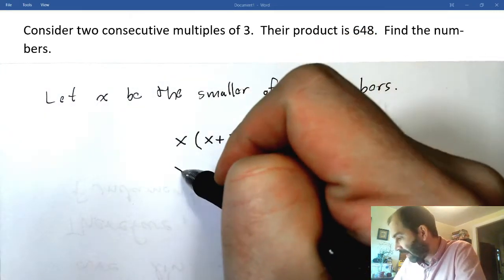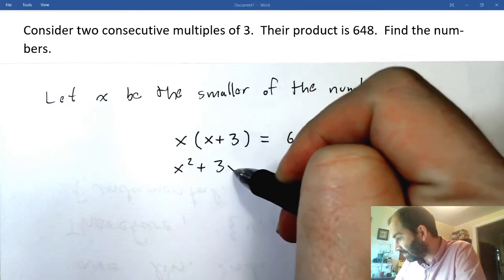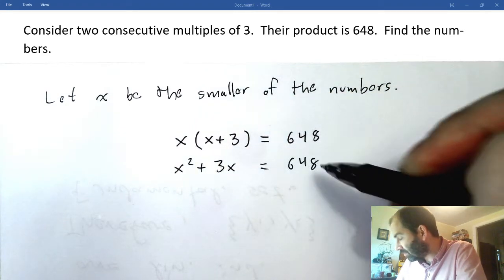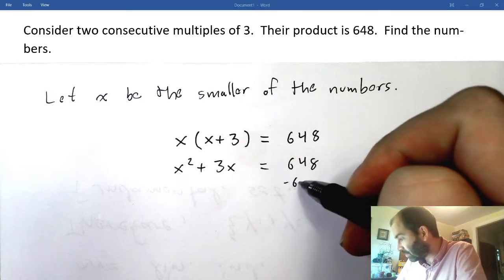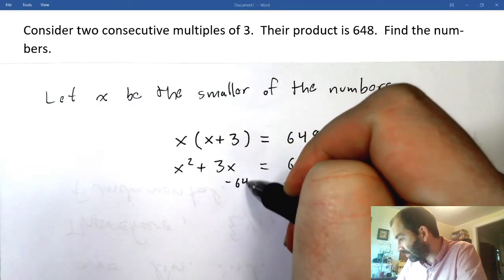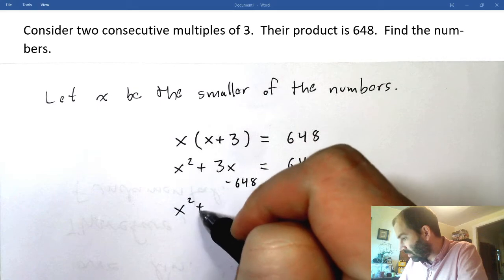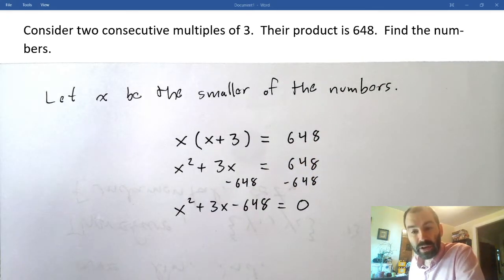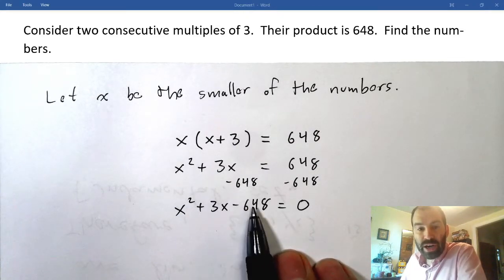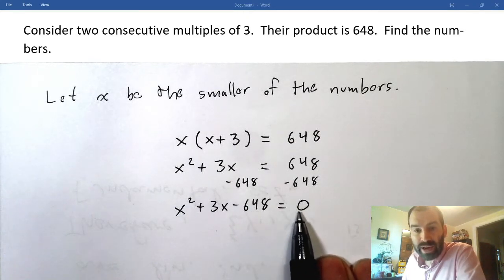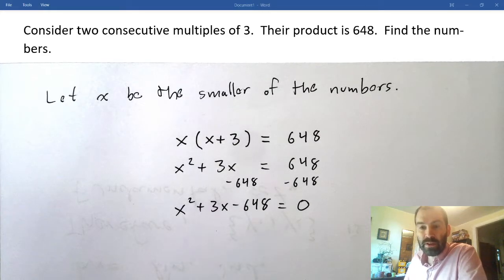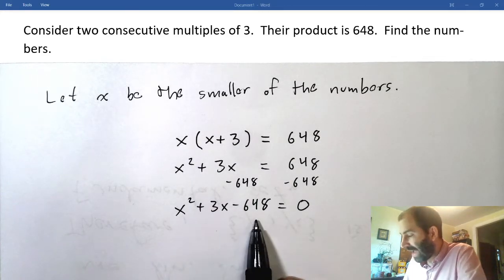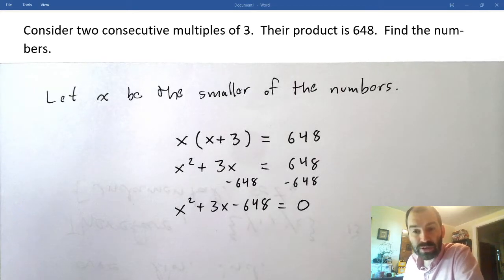So let's unfactor it. Let's multiply through by x. I need the right-hand side to be 0, so let's subtract 648 from both sides. All right, good. Now we have a quadratic equation here that we want to solve. The right-hand side is 0, just like we want it to be. There's two approaches from here. You can try to factor it. You could jump in and try to use the quadratic formula. I'm a fan of factoring whenever possible, so try to factor it.